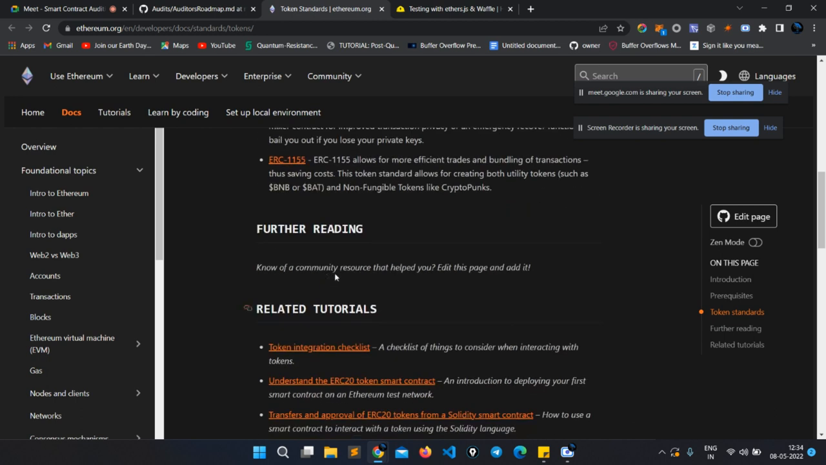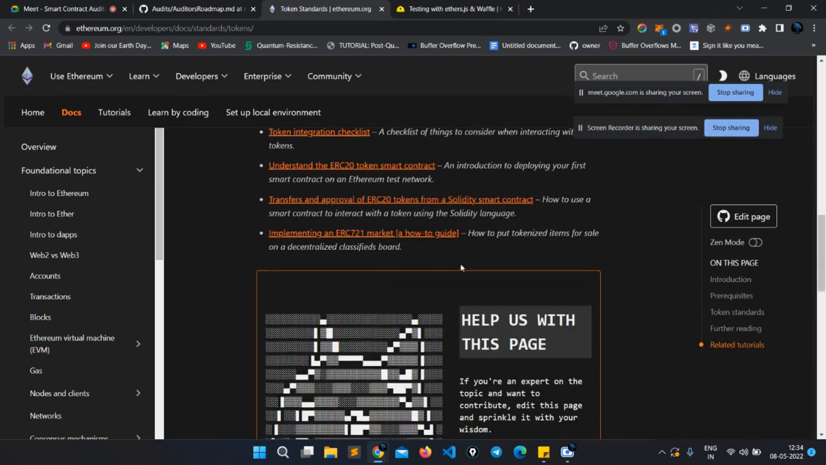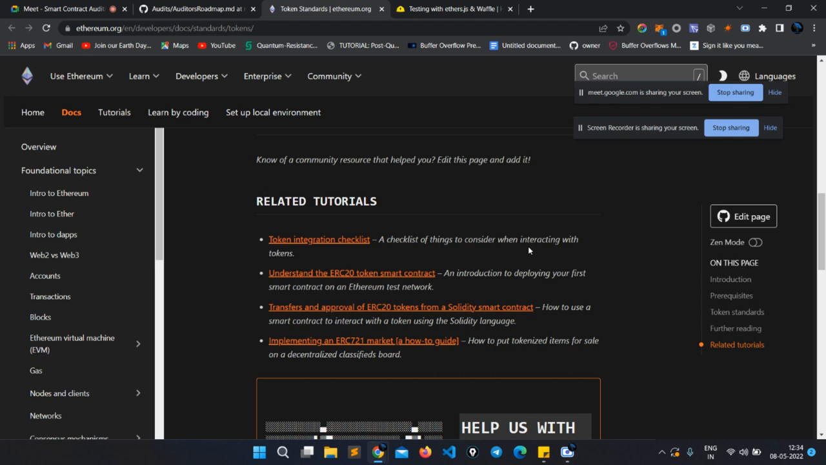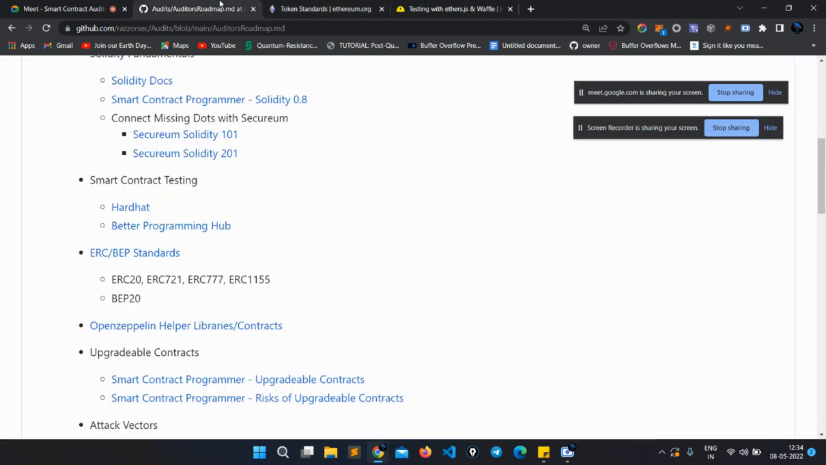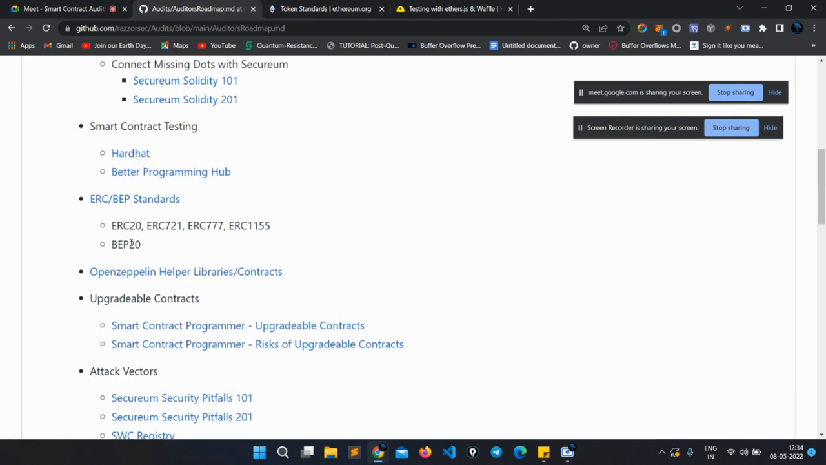These are the things you're supposed to know, and that increases your audit finding knowledge, what you're supposed to find in your audits, right? So keep that in mind. That is one thing. These are some of the standards which you're supposed to have.